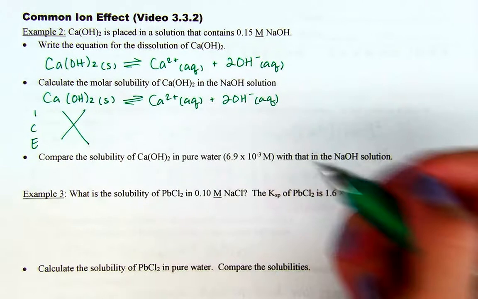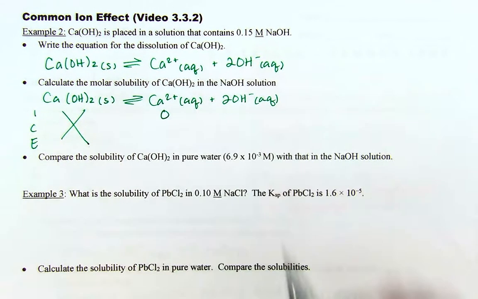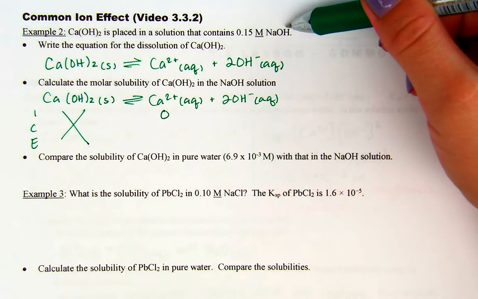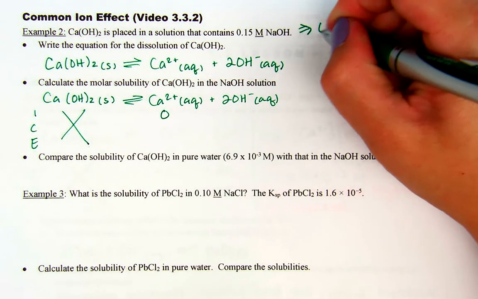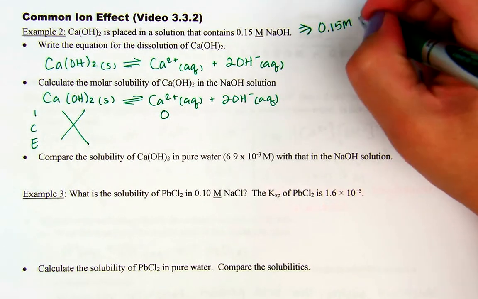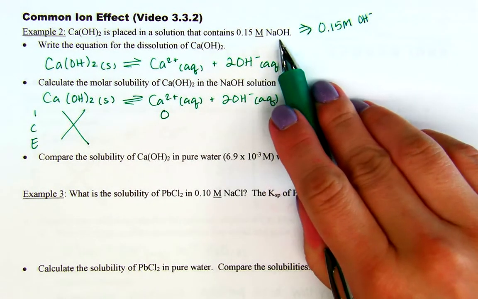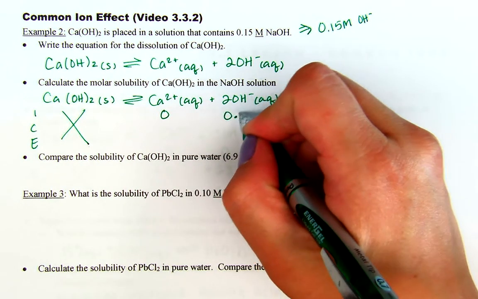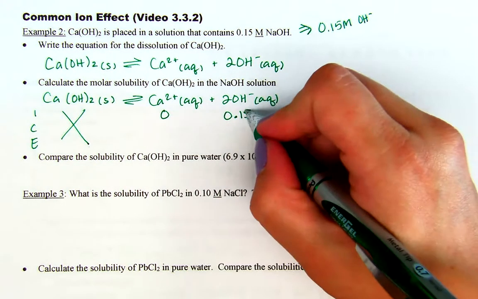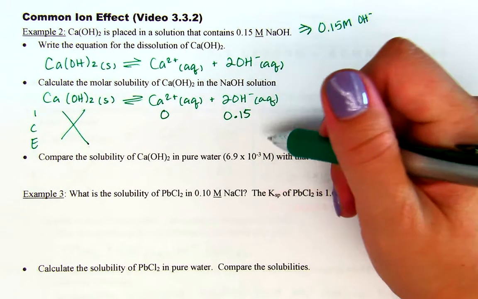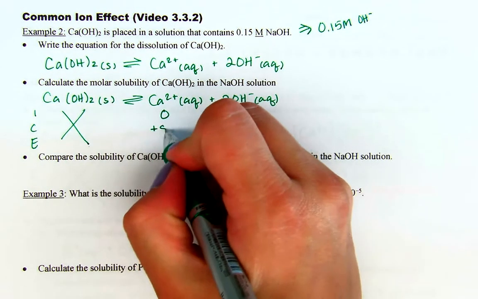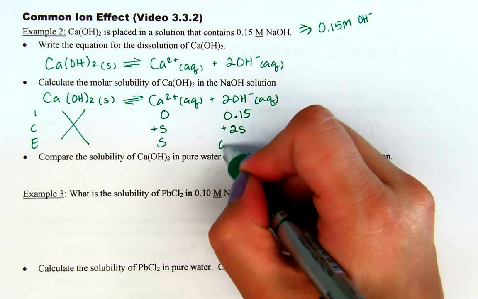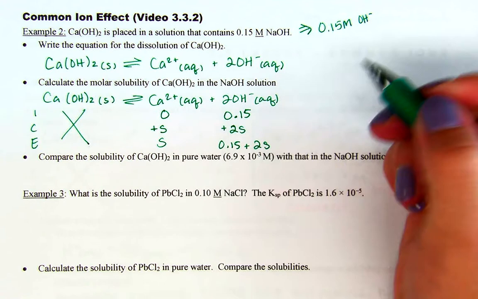Solids don't count. At the beginning, we don't have any calcium, but we do have some hydroxide. We have 0.15 molar sodium hydroxide, so that means we have 0.15 molar OH minus from our sodium hydroxide. Here we're actually starting with something already in our solution, our 0.15 hydroxide. Let's keep going. The change is plus S, plus 2S. This carries down, so we have S, and then 0.15 plus 2S.